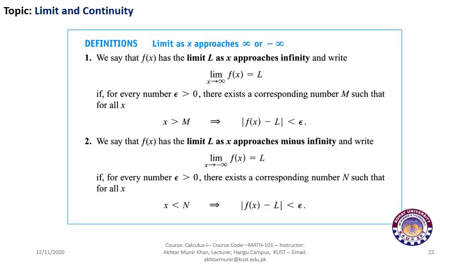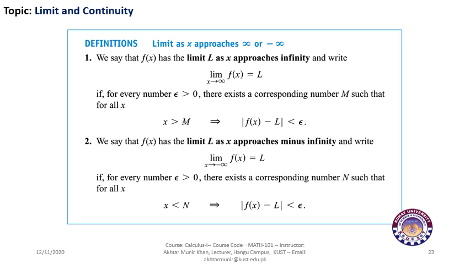Now we move to the limit at infinities, that is, limit at plus infinity and minus infinity. We say that f of x has the limit L as x approaches infinity, and write limit x approaches infinity f of x equals L, if for every epsilon strictly greater than 0, there exists a corresponding number M such that for all x, whenever x is strictly greater than M, it implies that the absolute value of f of x minus L is strictly less than epsilon.